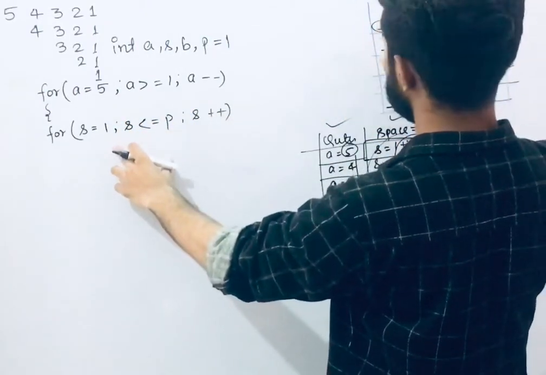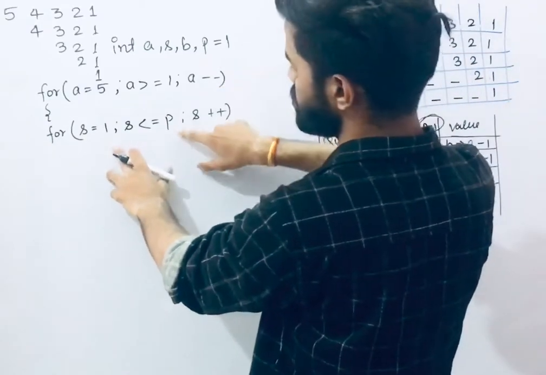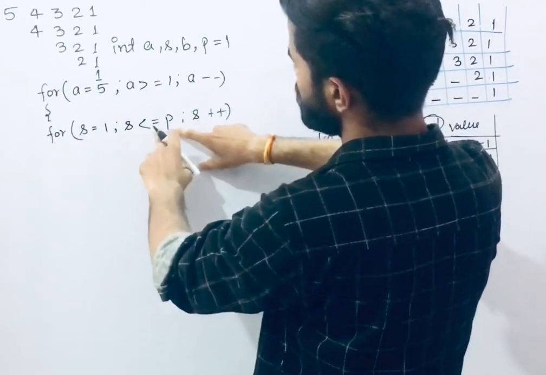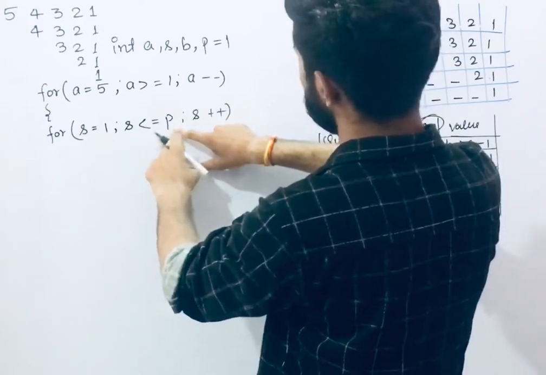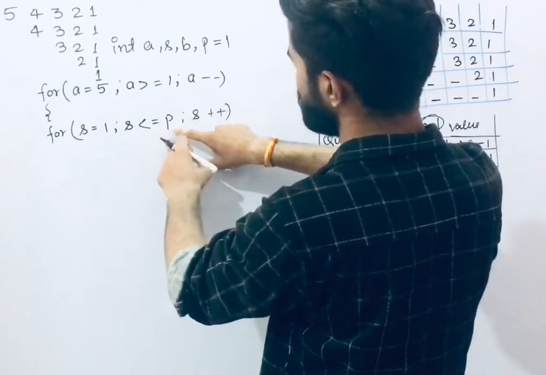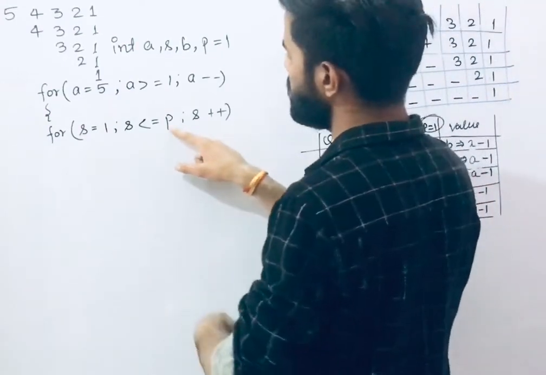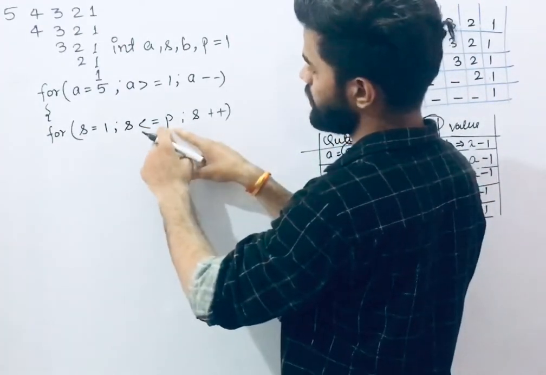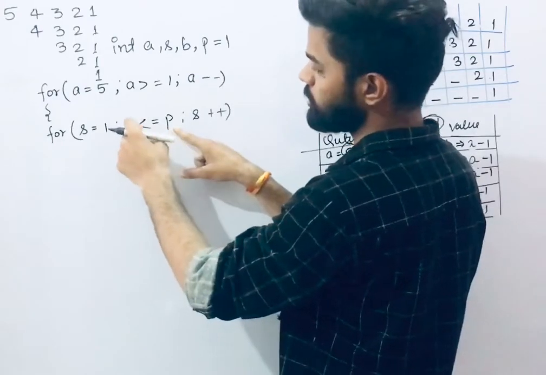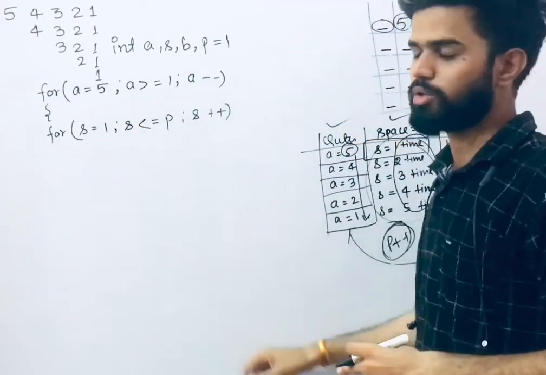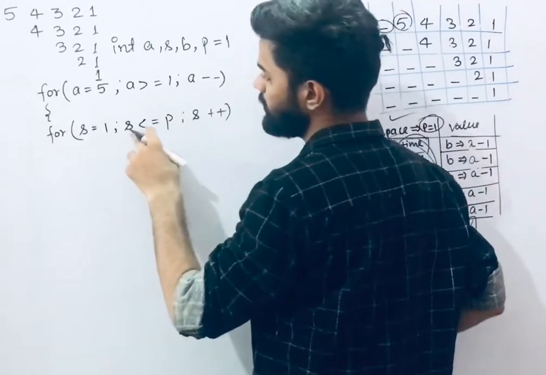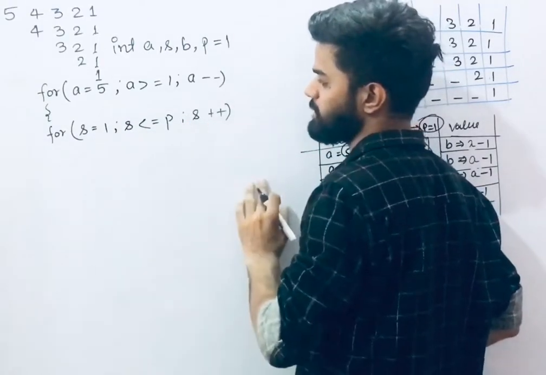When s equals 1 and the second time, the value of p is 2 after incrementation. So 1 is less than or equal to 2, print 1 time, and then 2 is less than or equal to 2, condition true, and 3 is less than or equal to 2, condition false. When it is 3, then 1 is less than or equal to 3, true, 2 is less than or equal to 3, true, 3 is less than or equal to 3, true. So see, s equals 1, s is less than or equal to p, and then s plus plus.